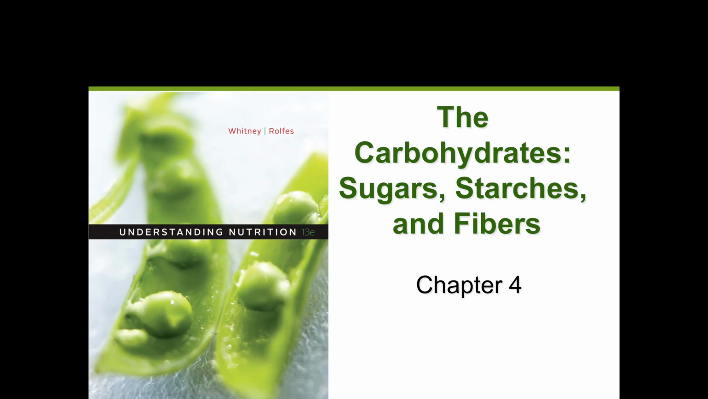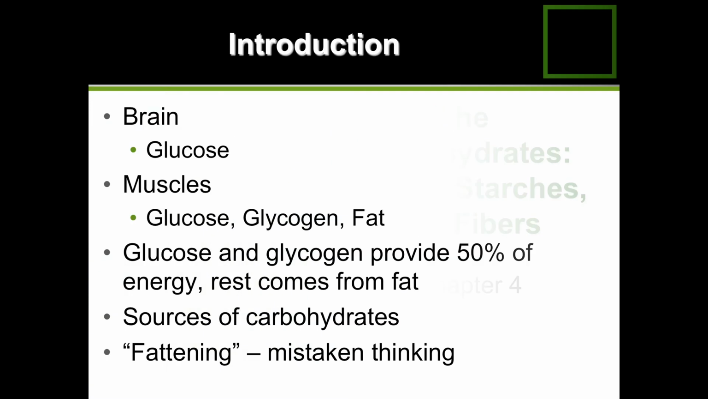4, which is the carbohydrates. This includes your sugars, your starches, and your fiber. All right, so your brain's favorite fuel is glucose, which is sugar. The muscles use glucose, glycogen, and fat. Glucose and glycogen provide 50% of energy, and the rest comes from fat. So fat does give you a lot of energy.